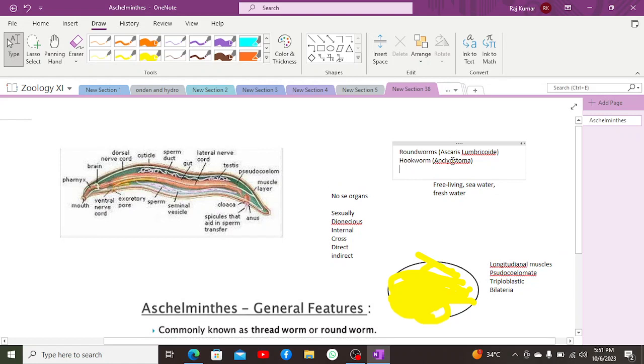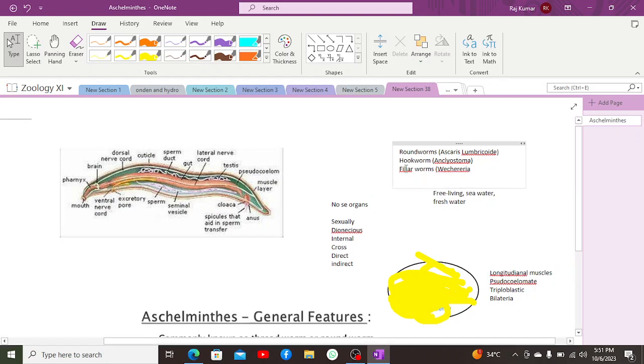Apart from hookworms, there are filarial worms, whose scientific name is Wuchereria bancrofti. Roundworm Ascaris lumbricoides causes intestinal infection, being a parasite.